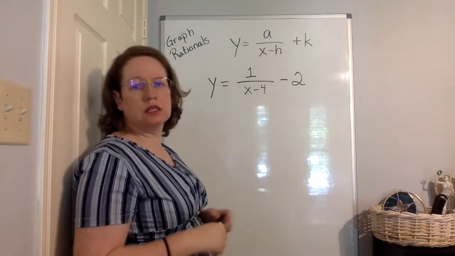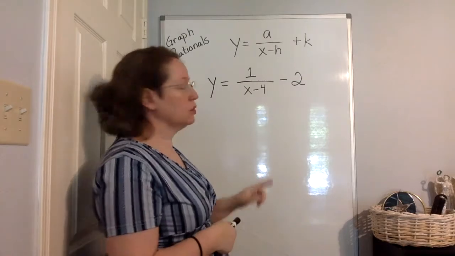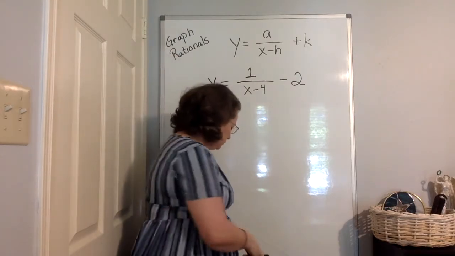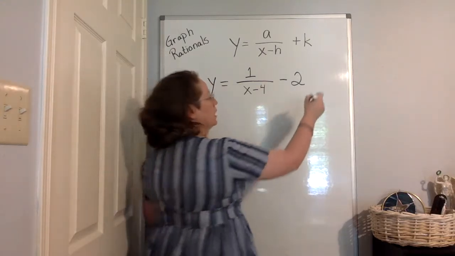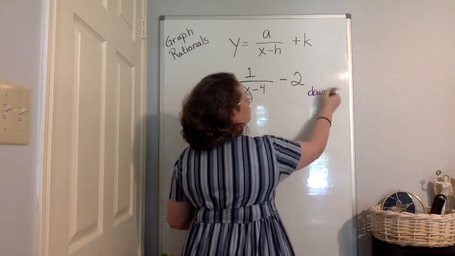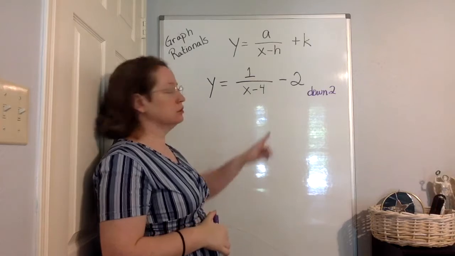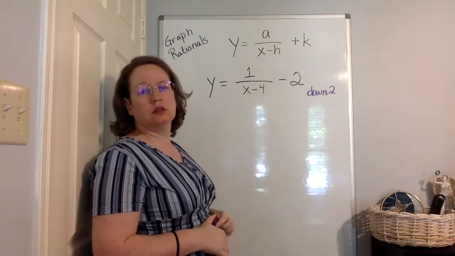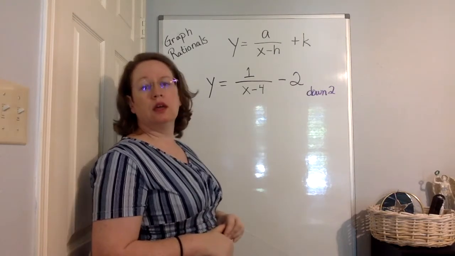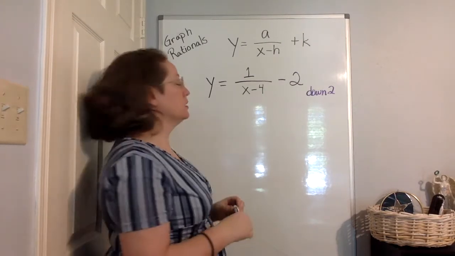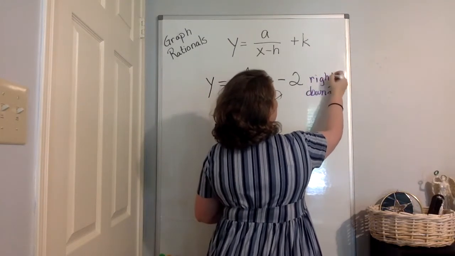Okay, so let's look at this example. If you'll notice, what is the K value? Correct. -2. And which way is K going to move us? Very good. K is going to move us down, so we know we're moving down 2. All right. What is the H value? -4. Okay, because it's in the denominator with the X. And which way is H moving us? Yes, it is moving us to the right. So we're going to go right 4.